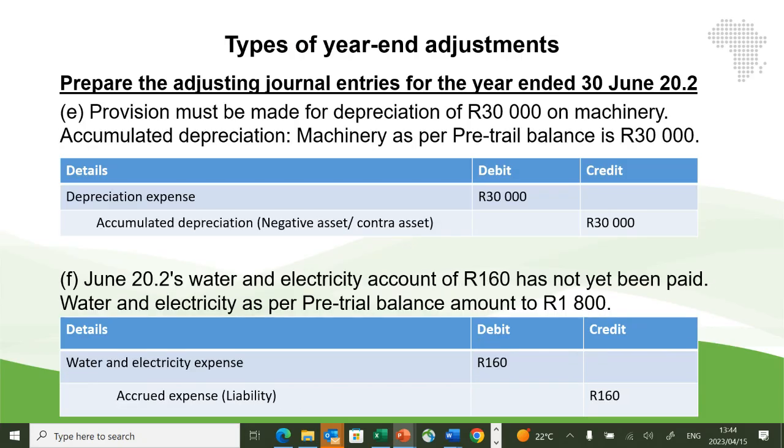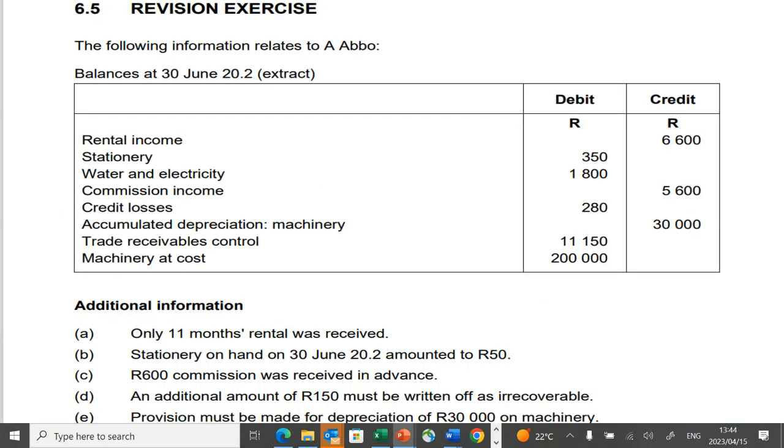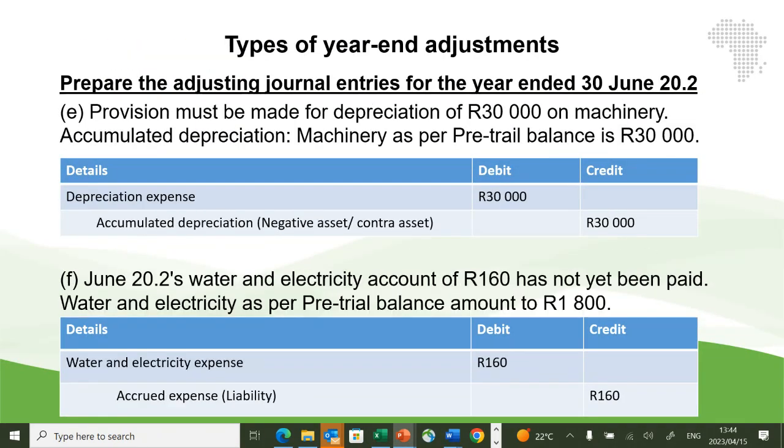On E, they said, I think here what did not reflect correctly, there was F here, but I'll show you what's that. Then here under E, provision must be made for depreciation of 30,000 on machinery. But under the pre-adjustment trial balance, the accumulated depreciation was already how much? 30,000 that was shown there.